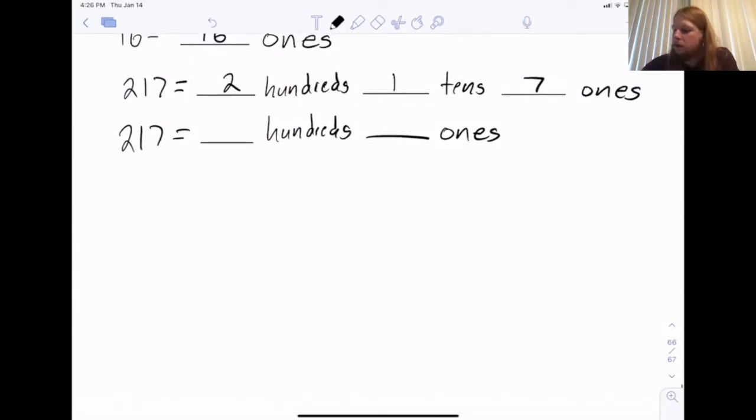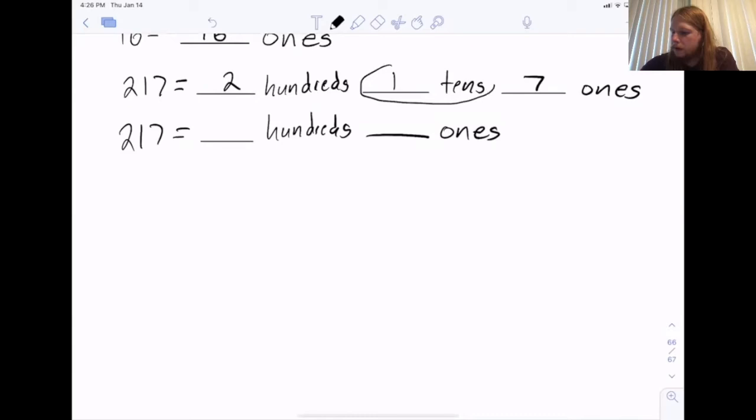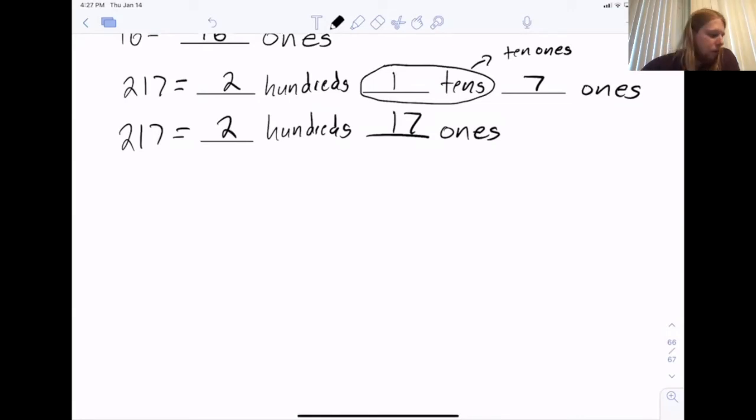Well, it's going to be the same thing we did last time where we converted these tens into 10 ones. So let's skip count from 7 by tens. So 7, 17. So instead of 1 ten and 7 ones, now it's going to be 17 ones. Is the 2 going to change? No, the 2 will not change. Okay, cool. Now there's only going to be one more we're going to look at.